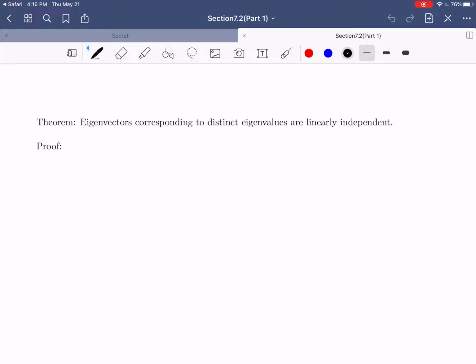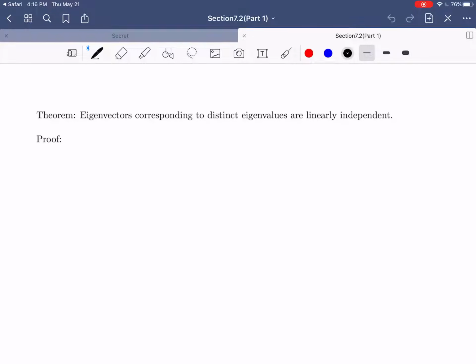And to prove this, we're actually going to do a proof by induction. So I think it's worthwhile to actually go through that.